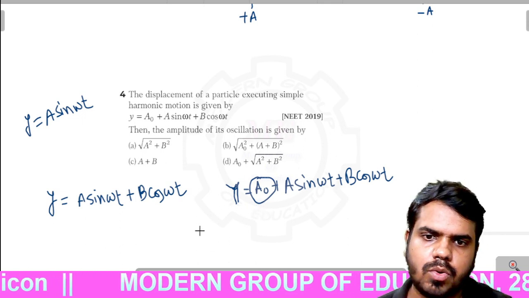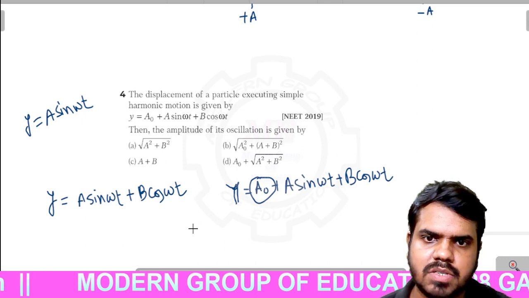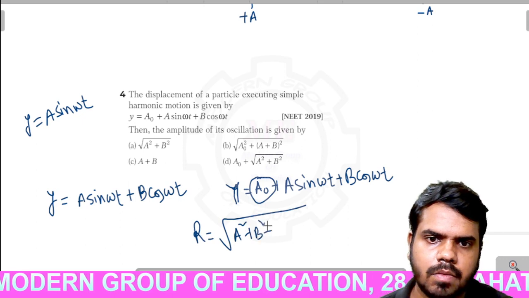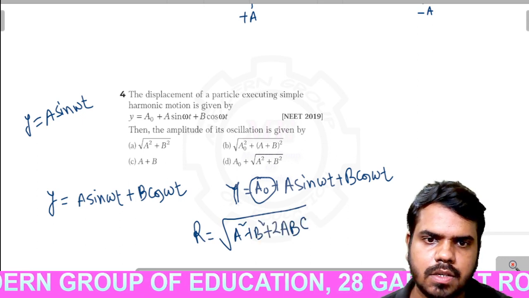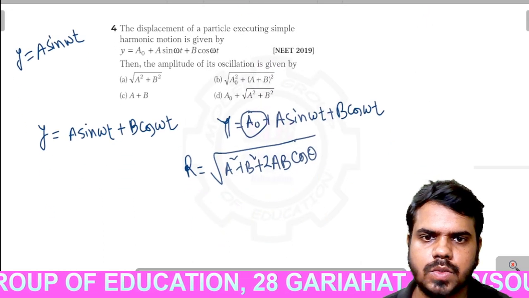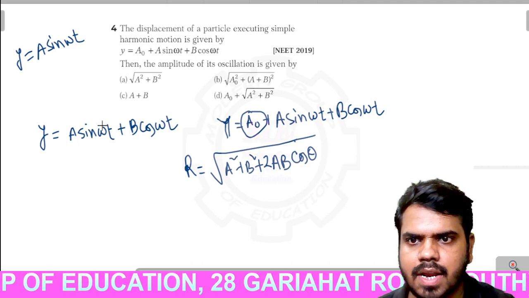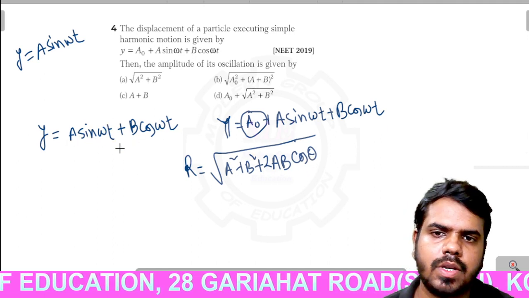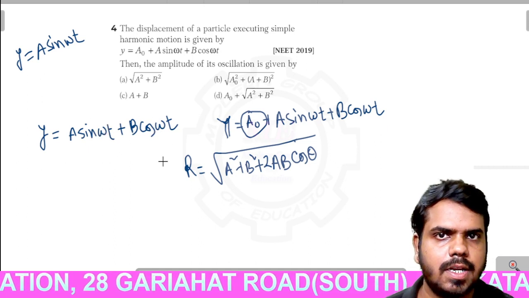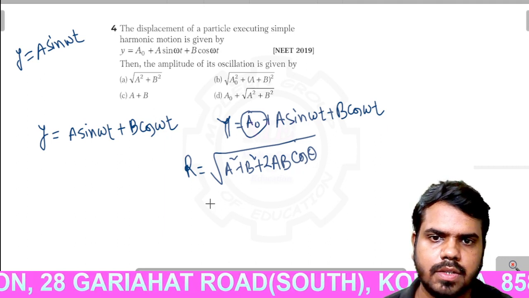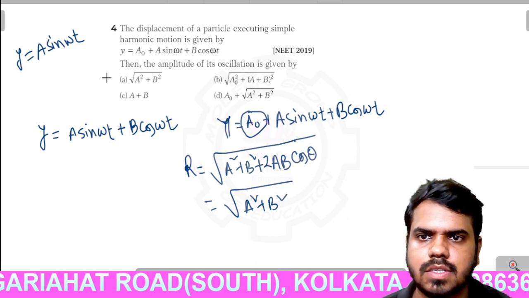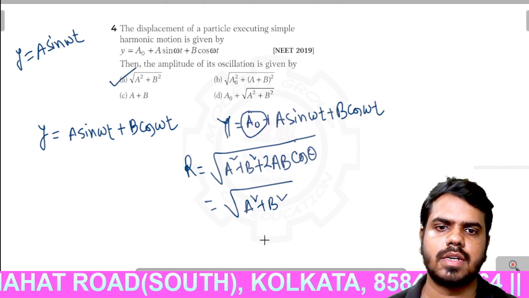So if we have to find the resultant, that means amplitude, the resultant will be root over a square plus b square plus 2ab cos theta. Here theta is the phase difference between a and b. We know that the phase difference between sine and cos is 90 degrees, pi by 2. So cos 90 is 0. That means the resultant is root over a square plus b square. So the answer is option 1, root over a square plus b square.